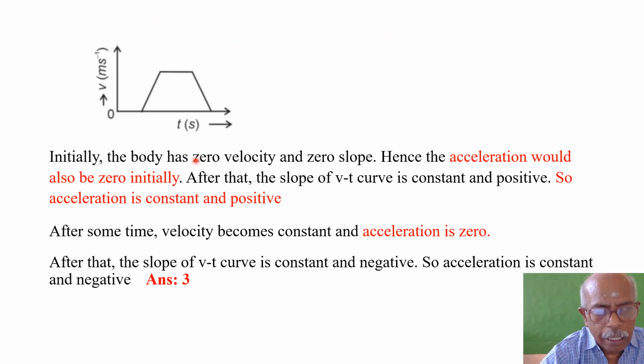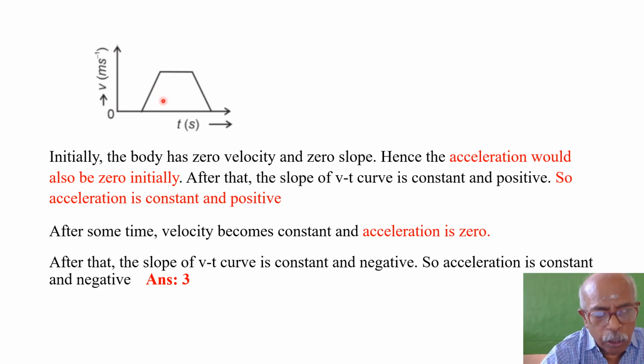See, this is the velocity time graph given in your question. You just observe the pattern of the graph. Initially, the body has zero velocity. It means zero slope also. So velocity is zero. Let's say t is equal to 10 seconds. At 10 seconds, it is zero. At 11 seconds, it goes on increasing. After that, the slope of the Vt curve is constant and positive. So here, as the time increases, velocity also increases.